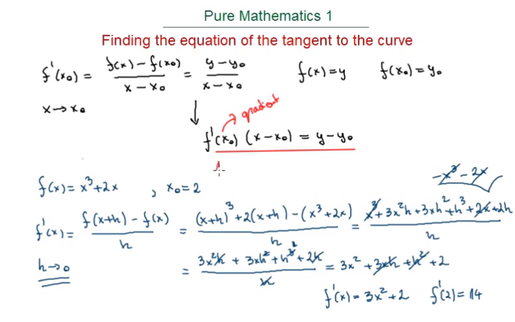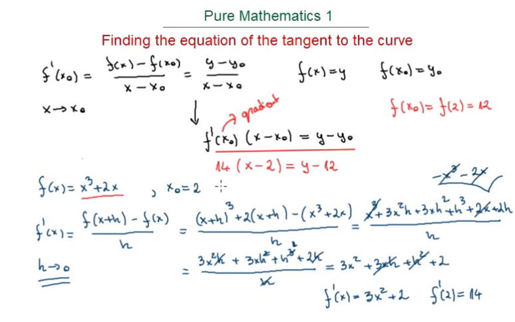So we replace it with 14 times (x minus 2) is equal to y minus y0. Now y we get when we do f(x), and y0 we get when we do f(x0). y stays because it's valid for any x, and y0 we will have to do f(x0). f(x0) is f(2), and we replace in the function f, x with 2. We will then get 2 to the power of 3, which is 8, plus 2 times 2, 4, 8 plus 4, which is 12. So then we can replace in our formula: 14 times (x minus 2) is equal to y minus 12.